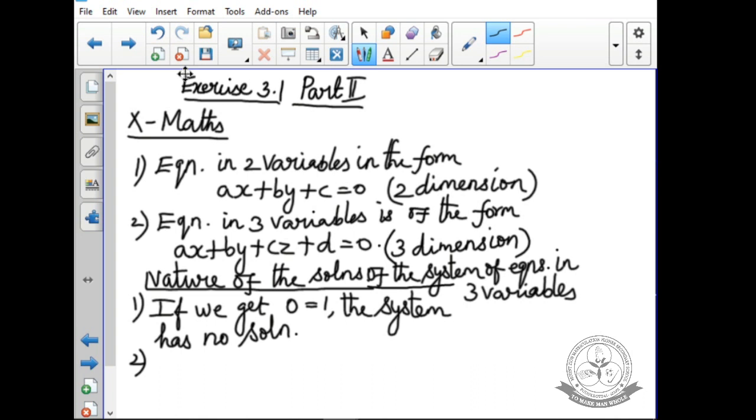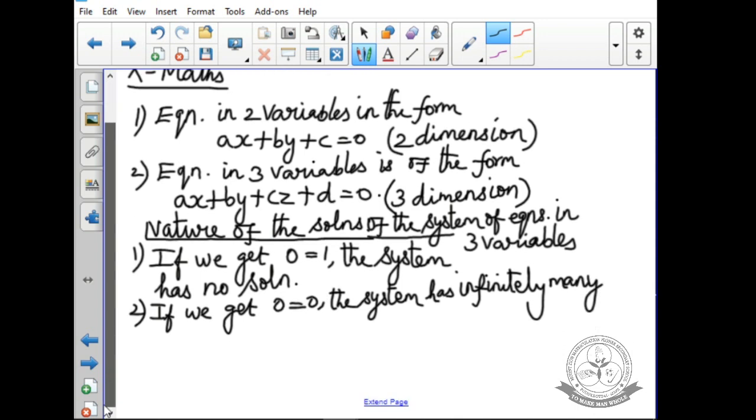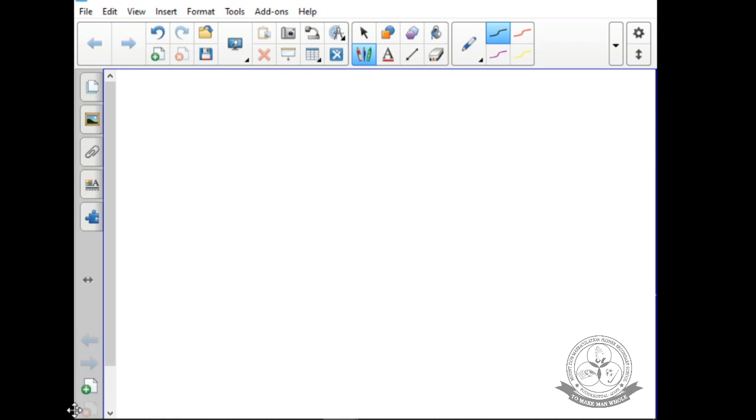Second one, if we get 0 equal to 0 while solving the equations, the system has infinitely many solutions.